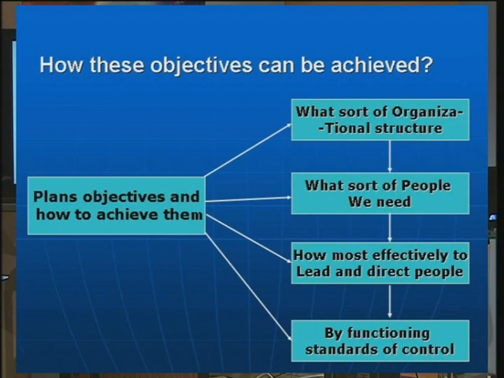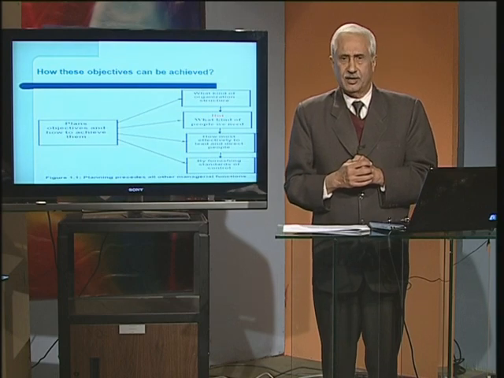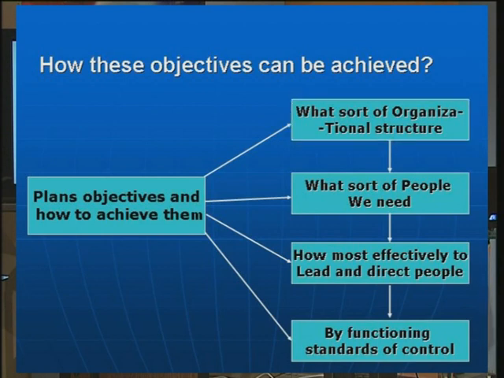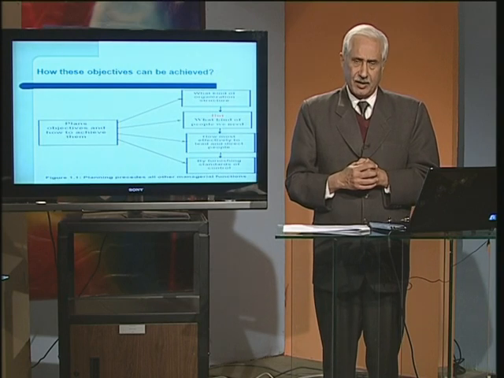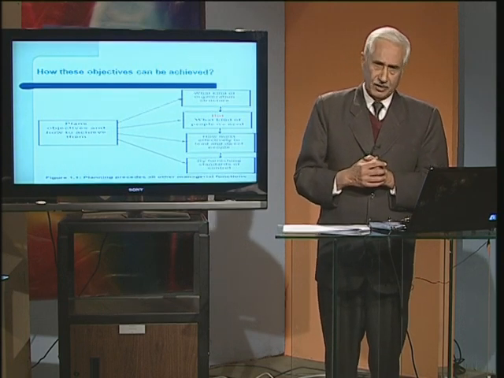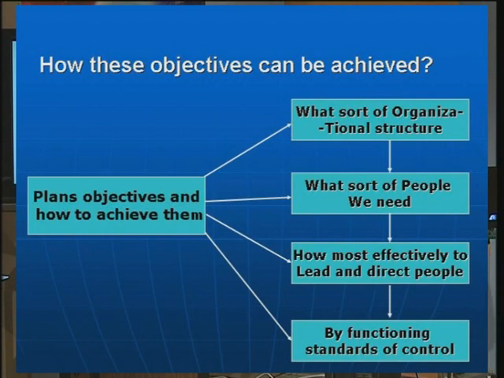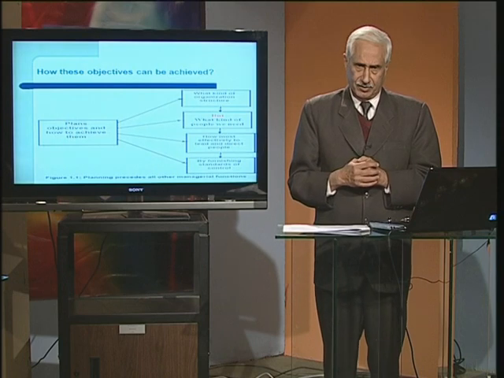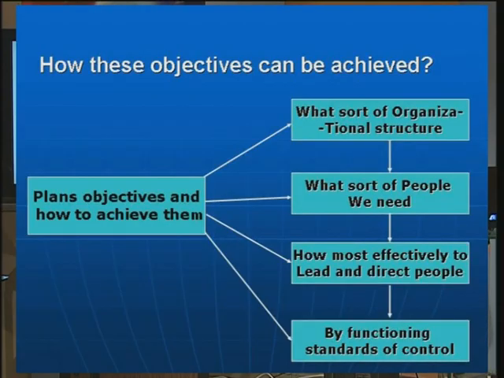and how these goals are to be achieved, we have to decide what sort of organizational structure we need for achieving these goals and what sort of people we need, that is, the people with skills and qualifications, and what is our skill inventory and how do we need to fit jobs with the skills of our human resource, how most effectively to lead and direct people, and by functioning standards of control, what functions a control should have, or what is our control mechanism, which is based on monitoring.